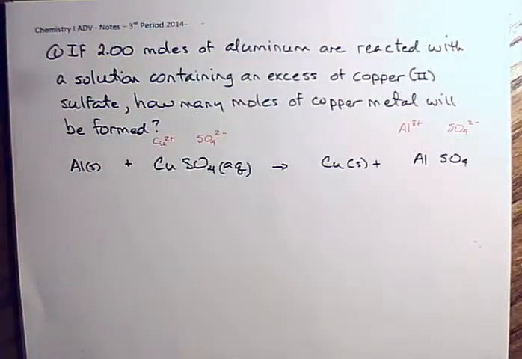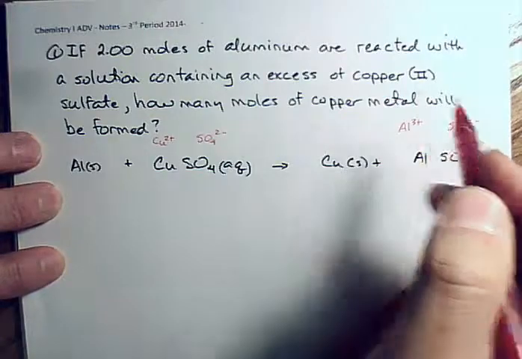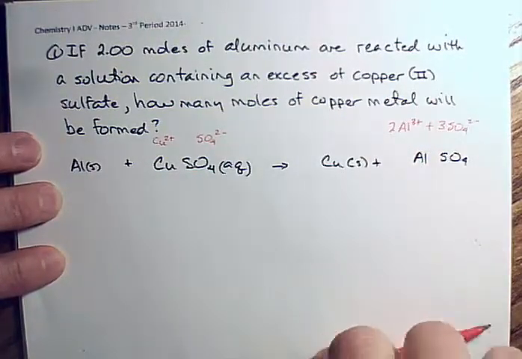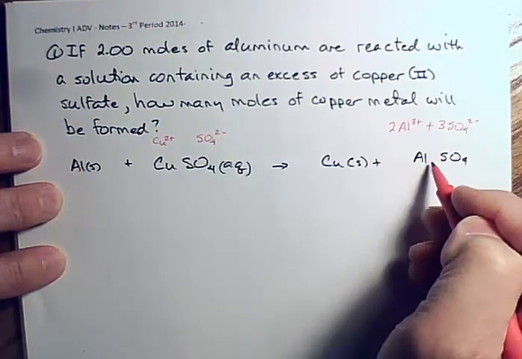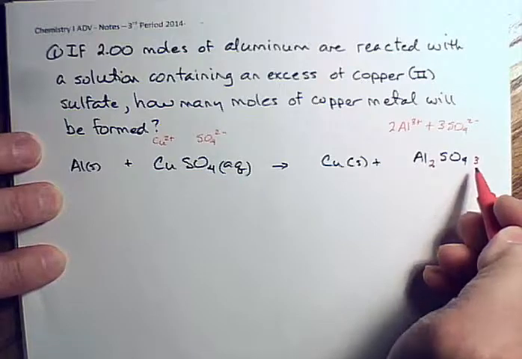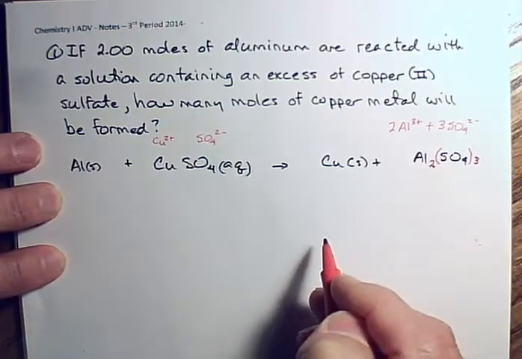Or this formula, rather. 2 aluminum and 3 sulfate. Good, 2 aluminums and 3 sulfates. So when we write it as a formula, then I need a subscript 2 here, but I can't just put a subscript 3 here. What do I need? Parentheses to show that I have 3 sulfates.